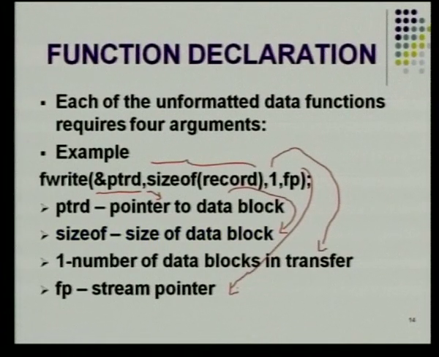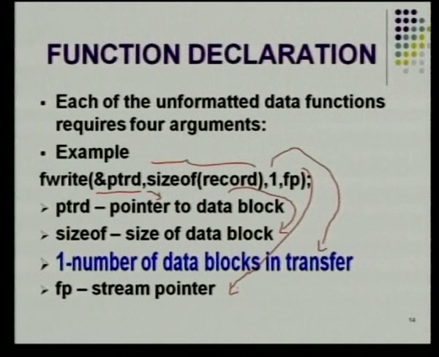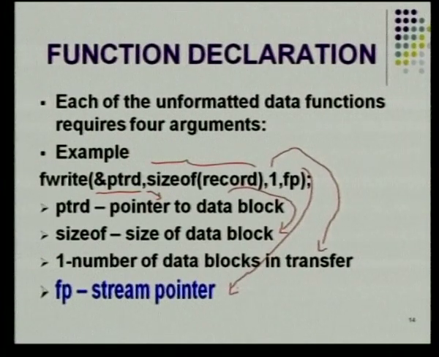All data blocks will not be of the same size, because in an array you may have 5 elements, whereas in a structure you may have 4 or 5 variables of different types. So the size of the data block is important. The number of data blocks you are going to transfer is mostly 1 by default. At a time we transfer only 1 data block, but this is present in the argument just as an indication of how many data blocks are to be transferred. And then you have fp, which is nothing but the stream pointer. The stream pointer is the pointer with which we open the particular file with that particular file name. In fread also, the same arguments have the same meaning.